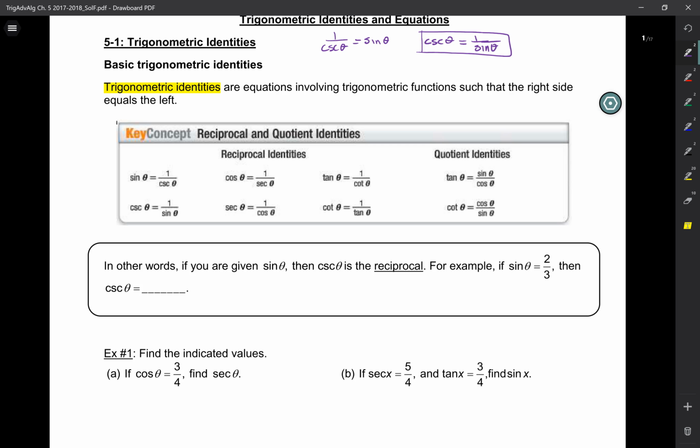All right? And then the next pair was cosine and secant. It just switches. So like cosine and secant, each one is 1 over the other. Cosine is 1 over secant. Secant is 1 over cosine. Tangent and cotangent, 1 over each other. All right? So we call those reciprocal identities.